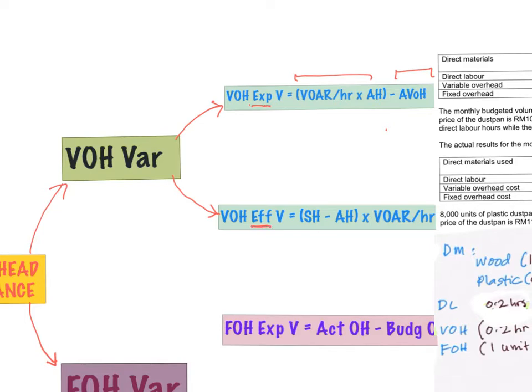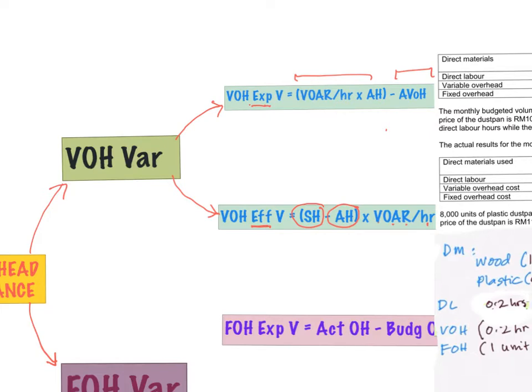So for variable overhead efficiency variance, we are going to compare the standard hours that you have worked with the actual hours that you have worked and times it with the variable overhead absorption rate per hour. This is the same as the formula that you have used when you calculate the direct labor efficiency variance. So we are still talking about efficiency.